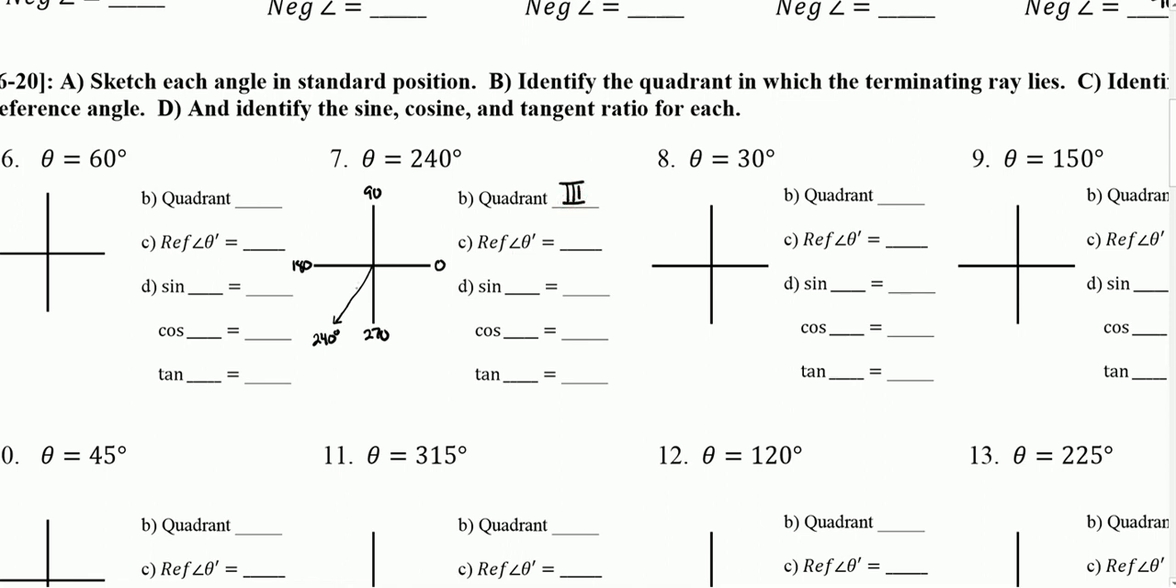The reference angle is the acute angle from the terminal side always to the x-axis, and it forms this right triangle. And the difference between 240 and 180, positive difference, is going to be 60 degrees. And now we're looking for the sine of 240, cosine of 240, and the tangent of 240 degrees.